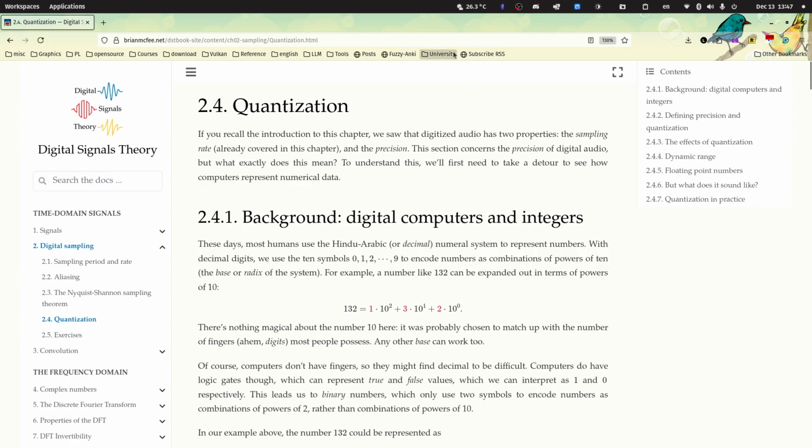So, quantization. This is the last part. If we recall the introduction to this chapter, we saw that digitized audio has two properties, the sampling rate and precision. This section considers the precision, but what does it mean? Well, I guess because we are computer people rather than other engineers, we know this much better.